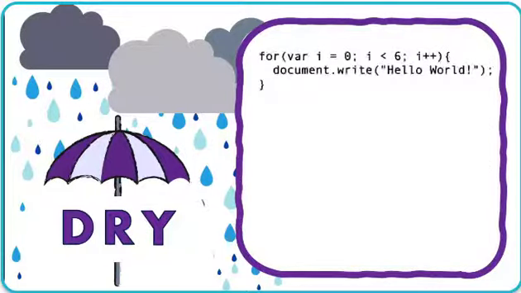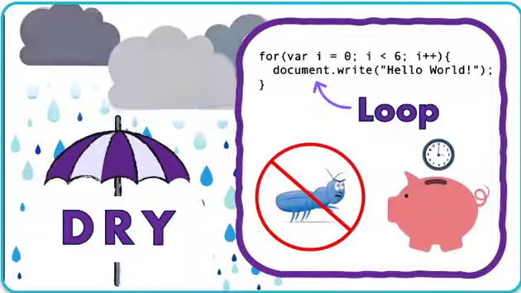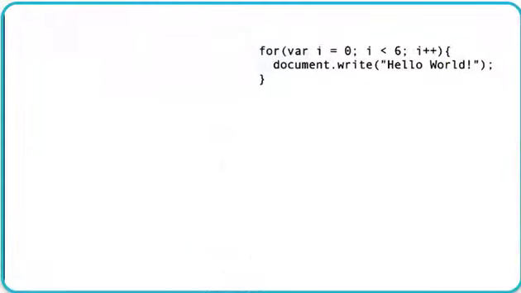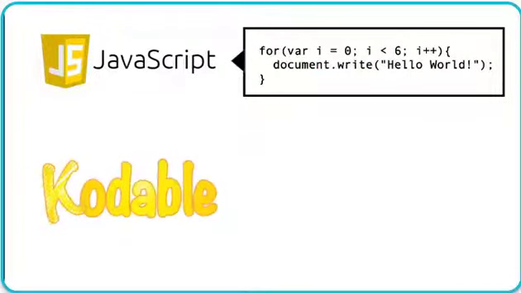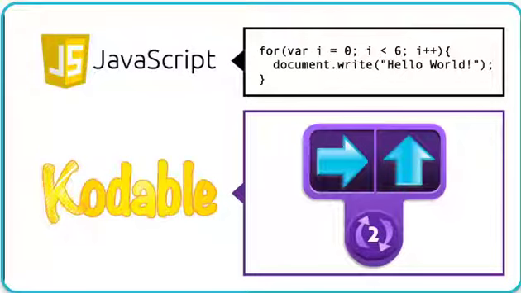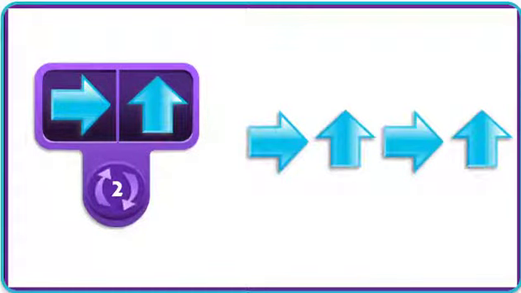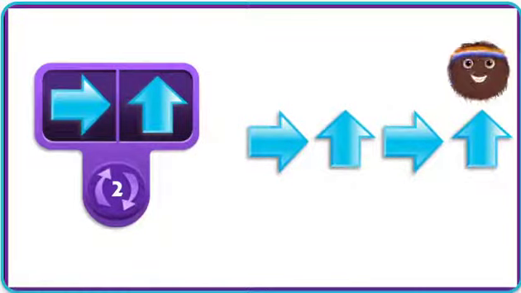Make your code shorter with a loop. Now it's easier to debug and saves you time. So what does a loop look like in a program? Well, in JavaScript, loops look like this. This code will loop 6 times. But in Kodable, this is what we use to program a loop. This looper will repeat 2 commands a certain number of times to achieve an outcome. A block of code like this works the same as code like this. In both, your fuzz will move right, up, right, up.